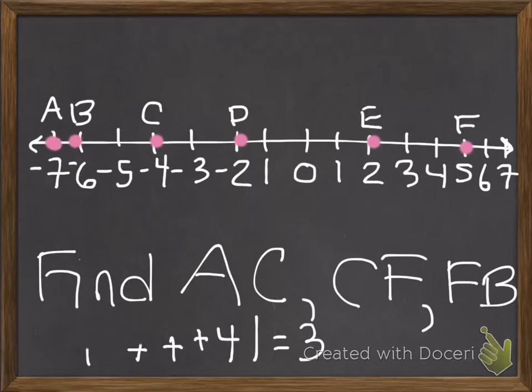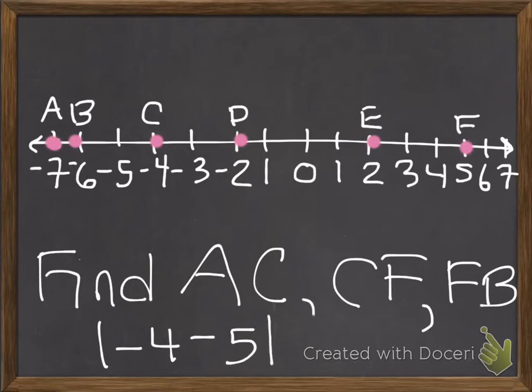If we're doing CF, we would put negative 4 minus 5. And again, if we did the math, negative 4 minus 5 is negative 9, but the absolute value of negative 9 is 9.